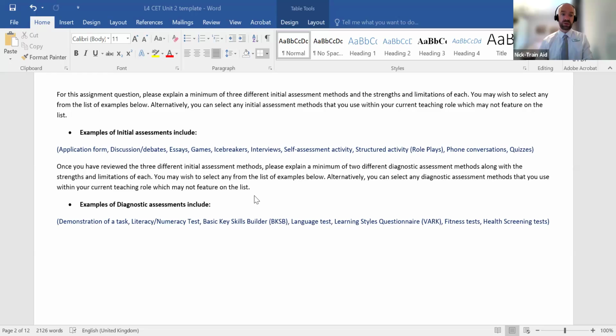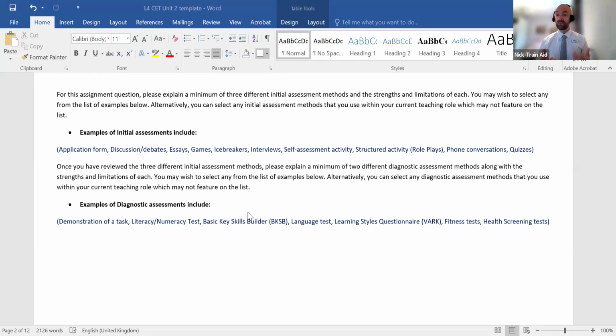Now, furthermore, we're going to explain two diagnostic assessments as well. So we've got three initial assessments that we're going to be reviewing and two types of diagnostic assessment as well. So diagnostic assessments do happen at the same stage as initial. However, usually there's some sort of test involved with a diagnostic assessment. So it renders some type of quantitative data or a result with numbers, basically.